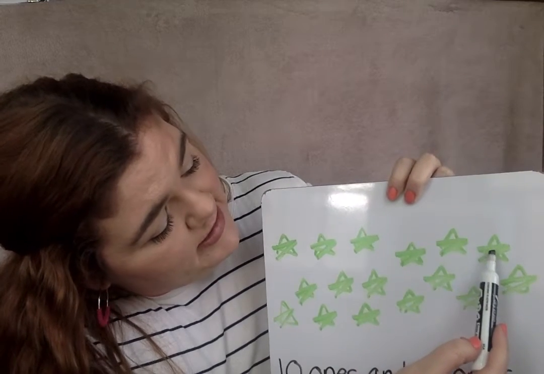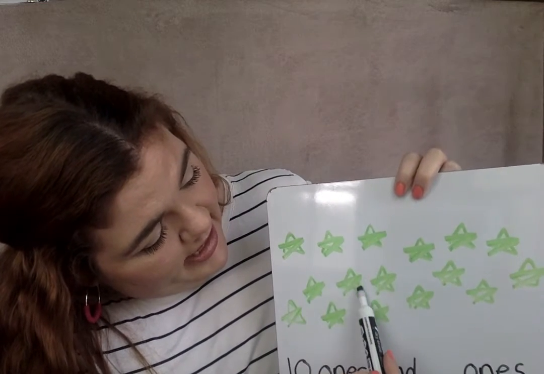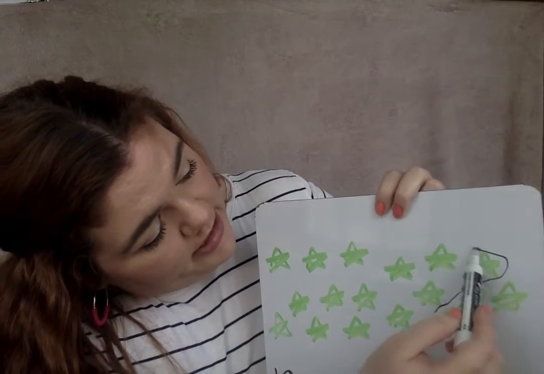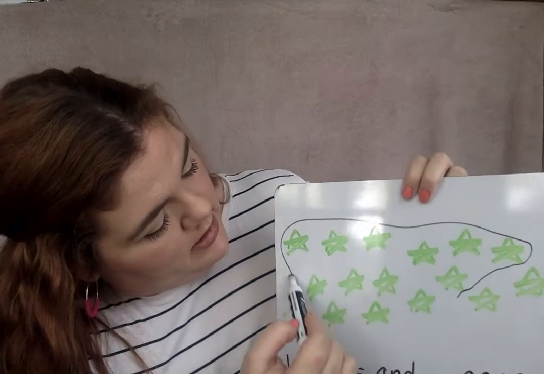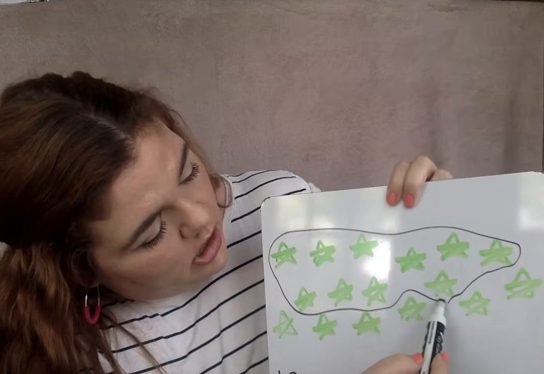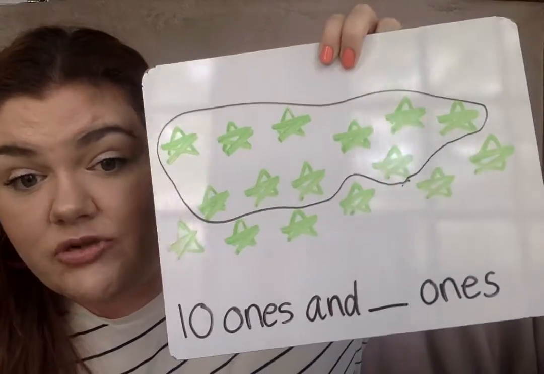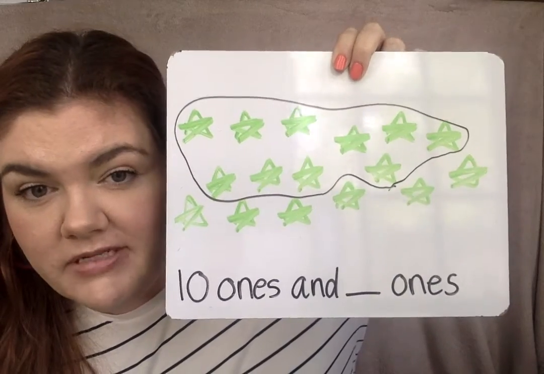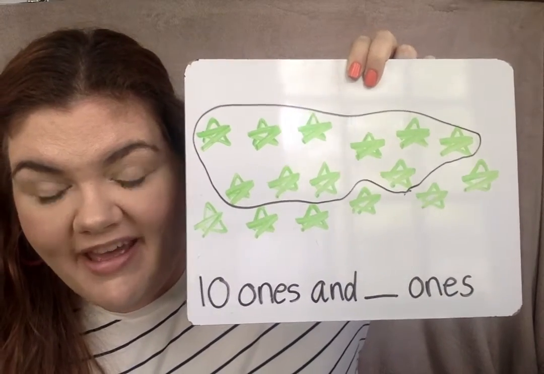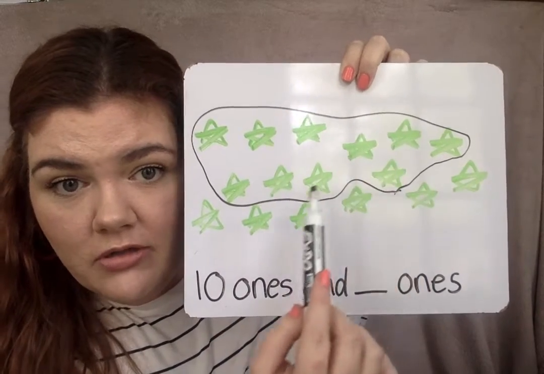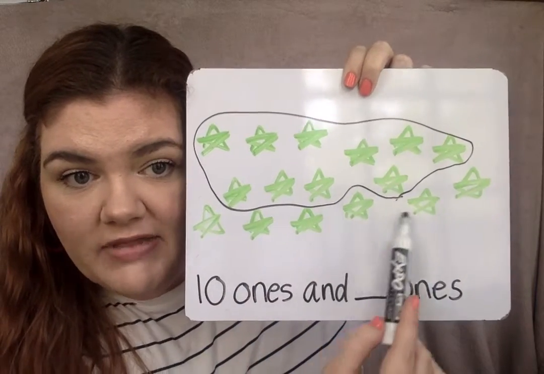1, 2, 3, 4, 5, 6, 7, 8, 9, 10. Okay, so I'm going to go over here, and I'm going to circle all 10. So I have 10. Now I need to count how many I have left. I want you to look and see. How many are left? How many stars do I have left? I know I have 10 in the circle, but how many do I have left?